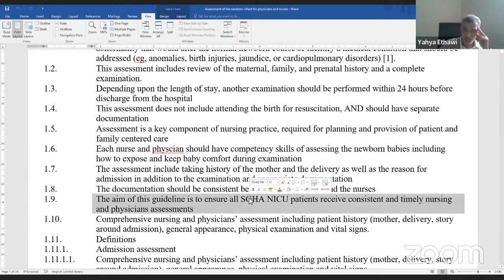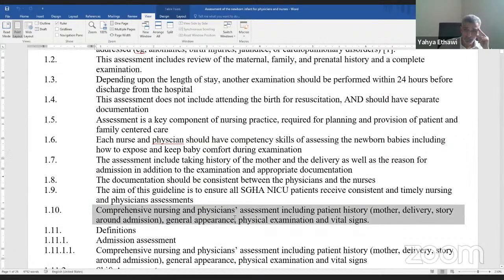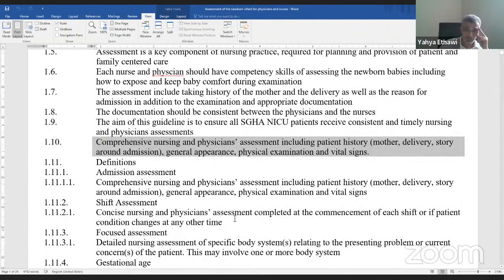Any baby should receive consistent care. That means the same between physicians and nurses and between the physicians themselves. And it should be timely, should not be late. So the assessment should include history from the mother, delivery, story around admission, general appearance, physical exam and vital signs.